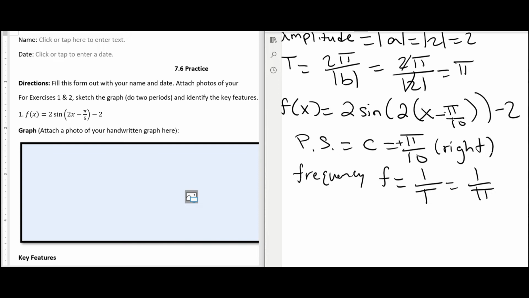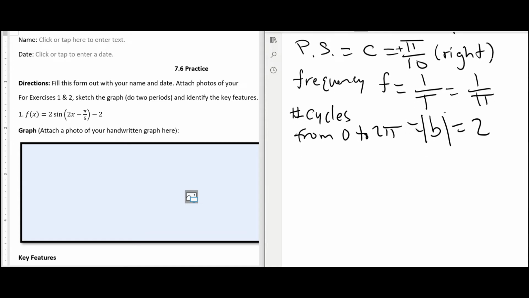Then the wave number, the number of cycles from 0 to 2 pi, the number of waves or cycles, is given by the absolute value of B. And we just said that B is 2, so there are 2 cycles from 0 to 2 pi. So we should be able to see 2 waves on our graph if we're drawing it from 0 to 2 pi.